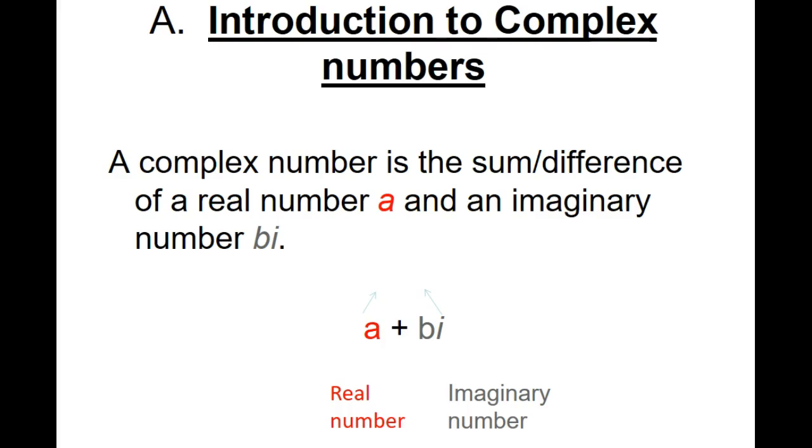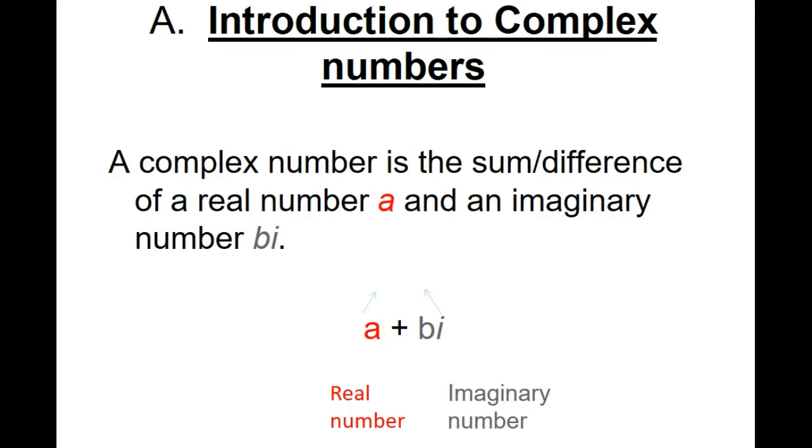All right. So, what is a complex number? A complex number is the sum or difference of a real number, which I'm going to represent with the letter A, and an imaginary number, which could have a real number next to it, but it's B times i. So this is what we call a complex number, okay?